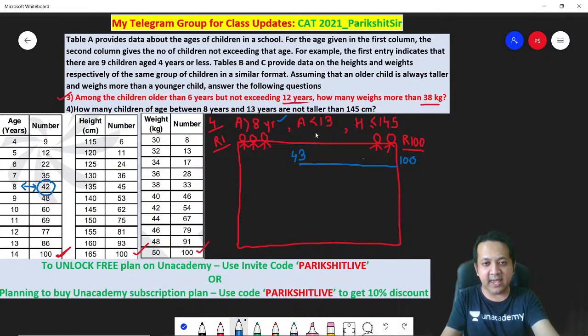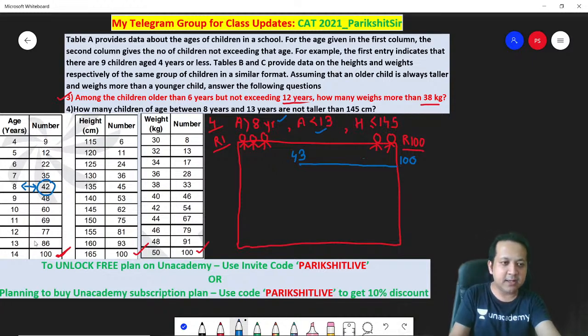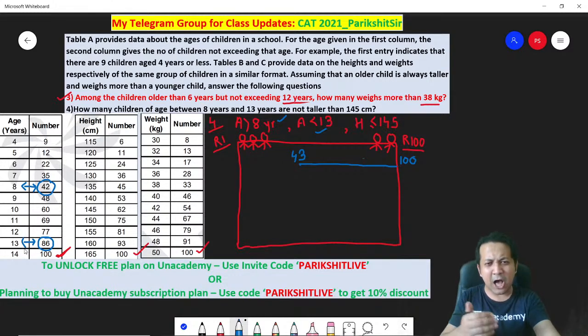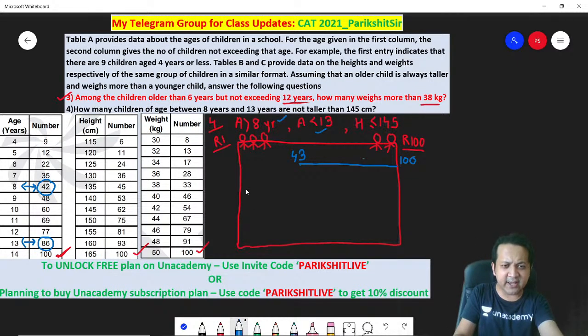Next one. Age is less than 13 years. Come back again. This time they are saying less than. So you have direct data. How many children less than? 86. Direct, 86. So let's start again: roll number 1 to roll number 86.